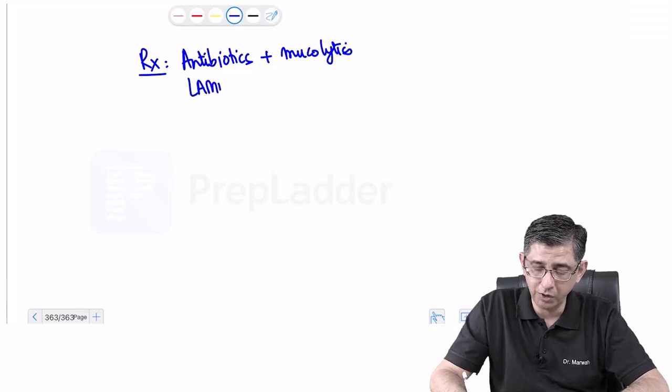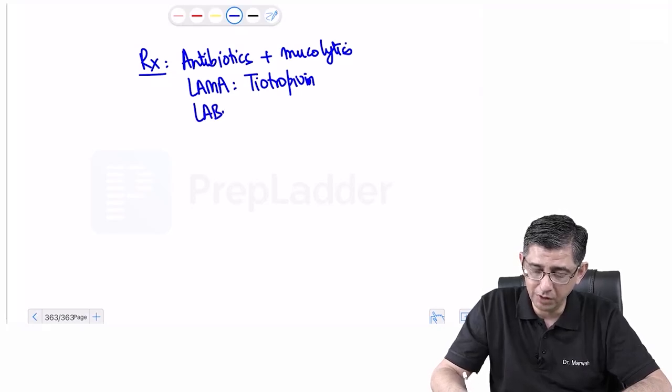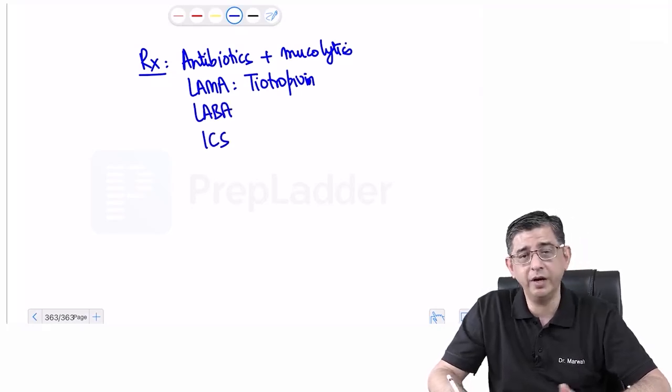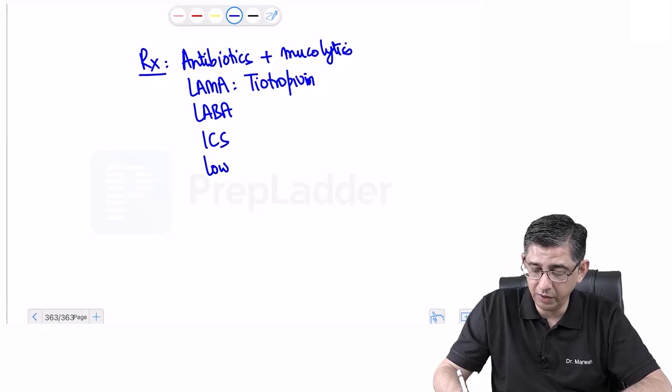Along with this, I'll be using LAMA. The molecules that are commonly used are like tiotropium, preferred because of its longer duration of action. Then we can be using salmeterol, and we can be using budesonide, that is, inhaled corticosteroids for management of these patients. And anyway, the mainstay of treatment is what I'm highlighting here. That would be low flow oxygen.